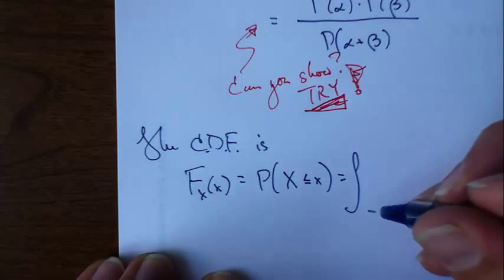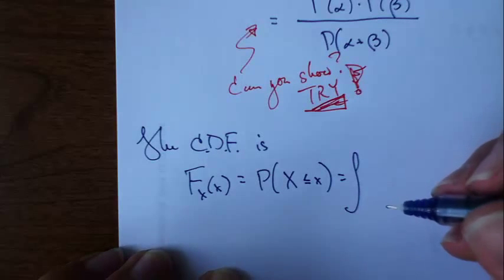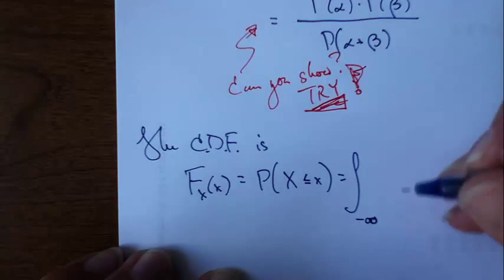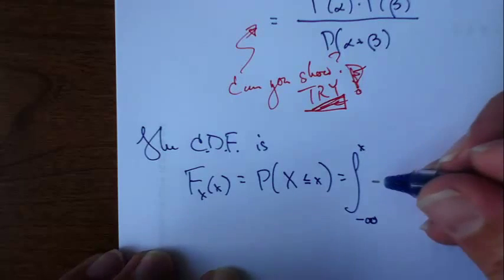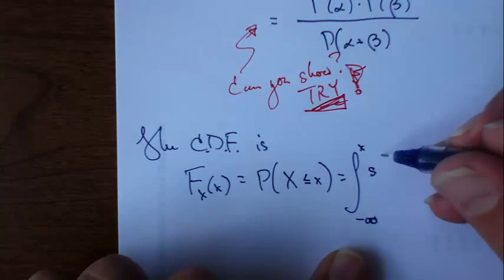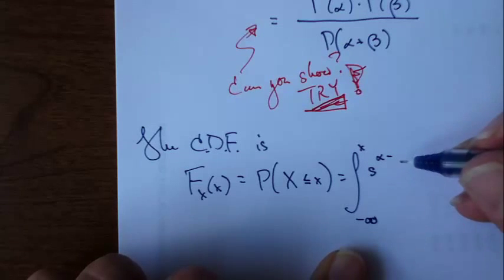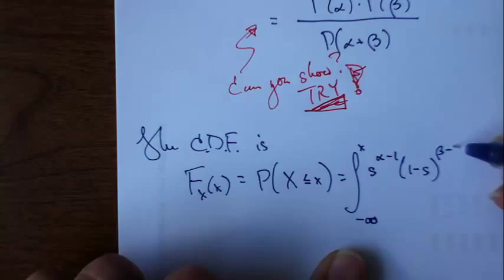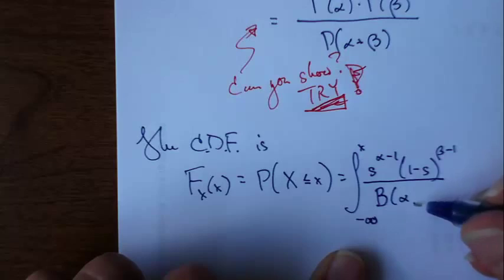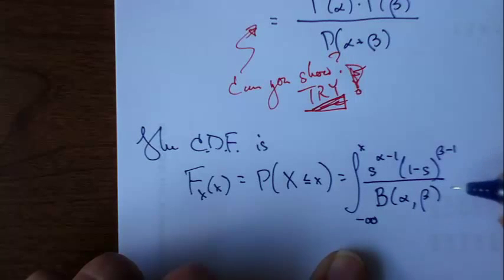And of course, I can't get an expression for it for sure, right? It's just going to be, let's see, from negative infinity up to, say, little x, and then I'll stick in my probability density function there, right? I'll use s as my dummy variable this time, because I've got an x up here. So s raised to the alpha minus 1 times 1 minus s raised to the beta minus 1 all over the beta function evaluated at alpha and beta. Okay, I know that sounds kind of weird, but yeah, that's how it goes.